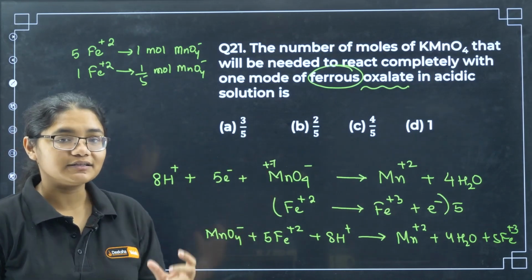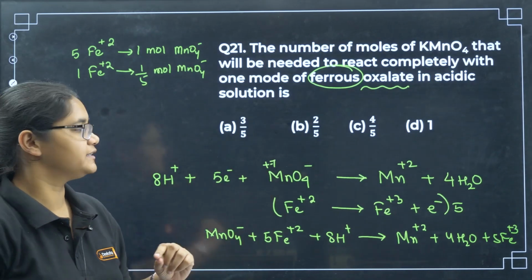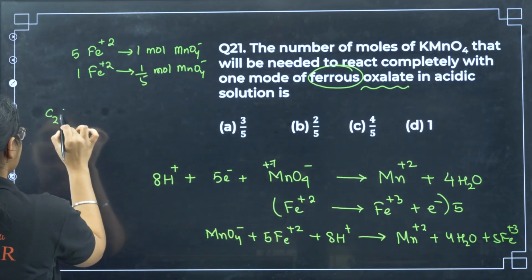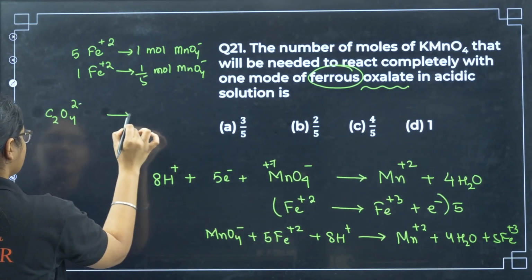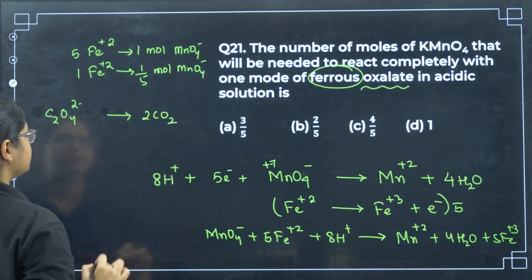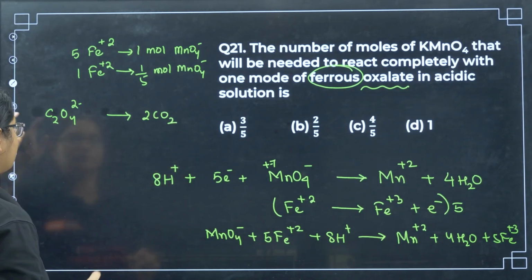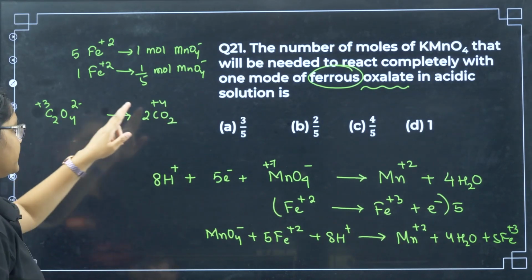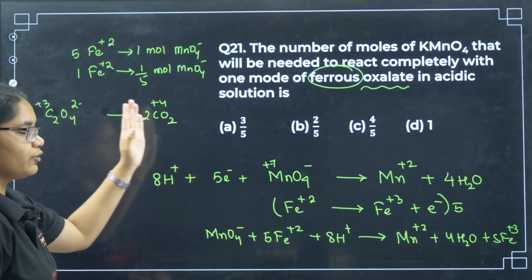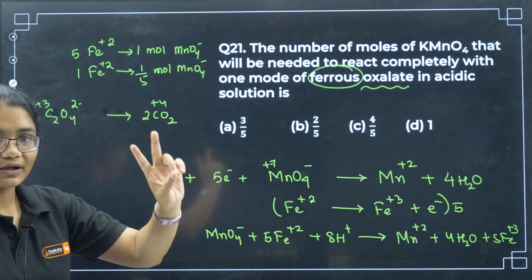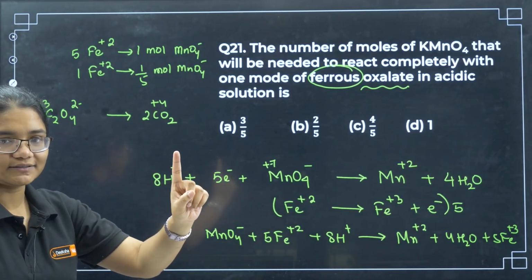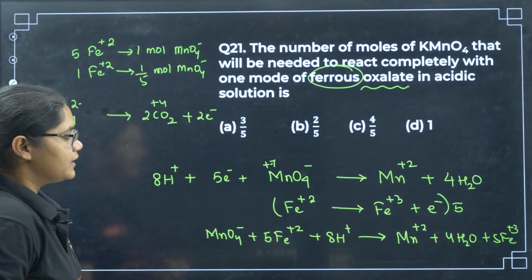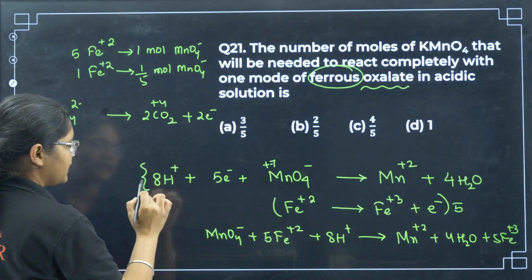So that means some other species is also there which can get oxidized, that is your oxalate ion. If you see C2O4 2-, oxalate ion gets converted to CO2. Here what is the oxidation state of carbon? It is +3, and here it is +4, right? So +3 to +4, 1 electron oxidation is happening, but there are 2 carbons. So for 1 carbon 1 electron, for 2 carbons it will be 2 electrons, so I can write +2 electrons.